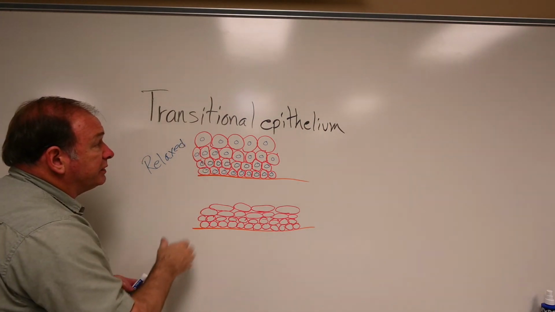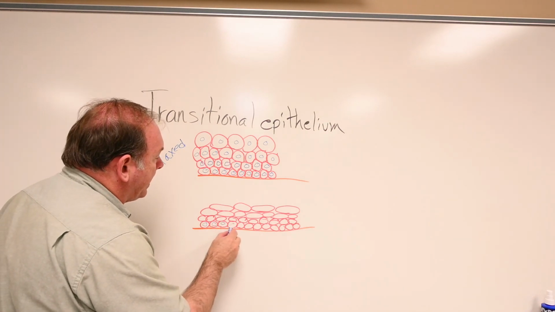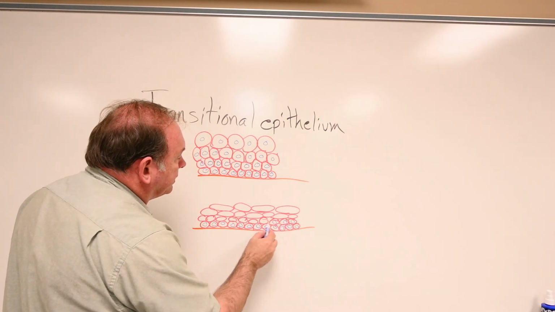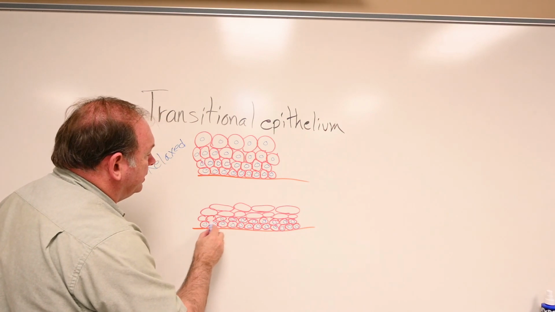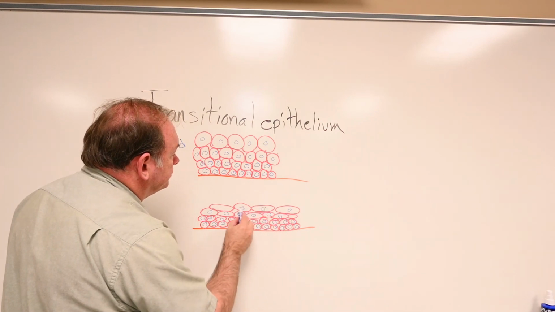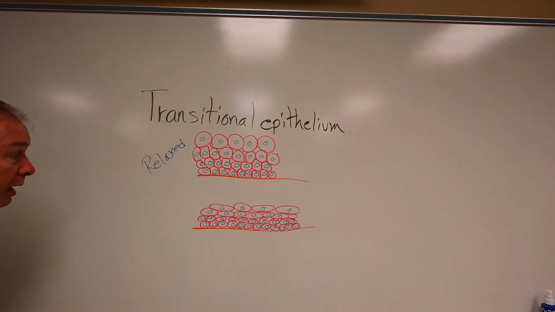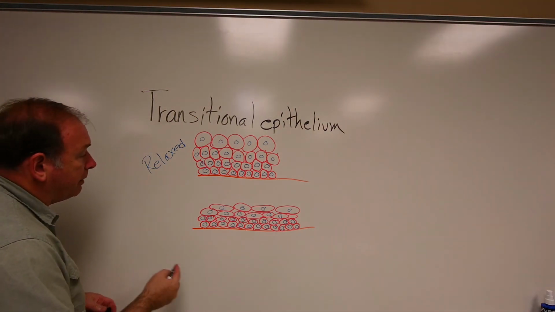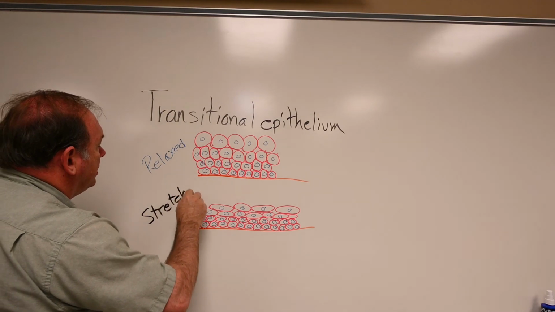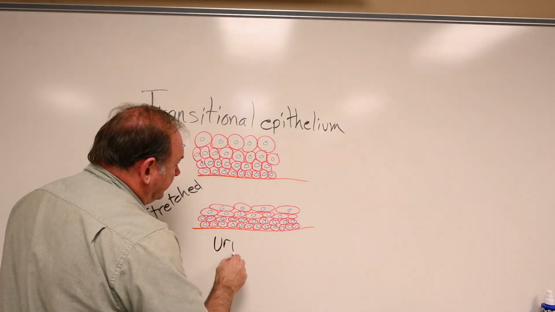So in the stretched state, the transitional epithelium has thinner layers all the way around there, but the cells at the surface are a little more flattened. They're not squamous. They're just not as round as they were before. So they undergo this change in shape. They're transitional. I've already mentioned that these are found in the urinary bladder. By the way, this is the stretched or distended type. Urinary bladder.